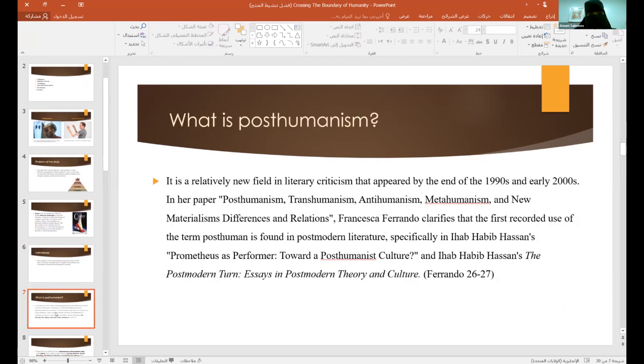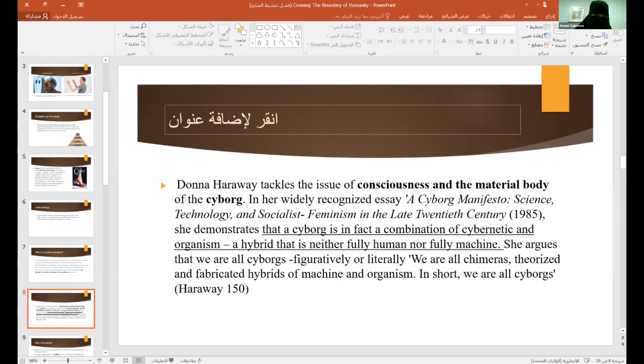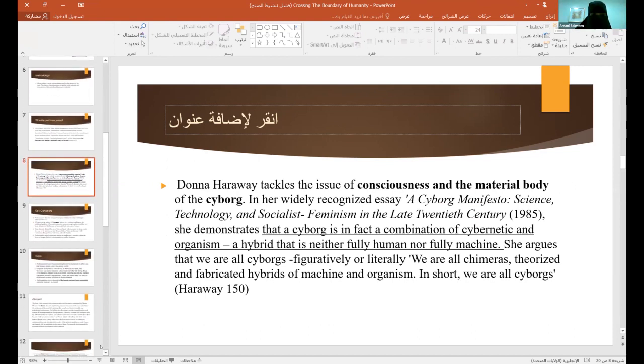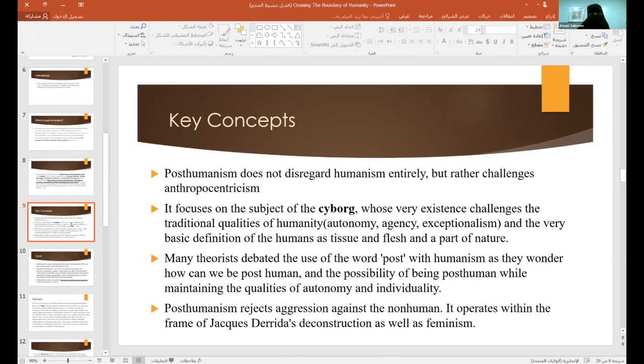So what is posthumanism exactly? Posthumanism is a term that we use under the term of transhumanism, and it is used to, as I mentioned earlier, describe the fusion of organic matter and inorganic matter, the fusion of the human and the machine. Of course, it is discussed among several theorists, but I'm not going to go into that much detail because of the time allocated for this presentation. However, there are some key concepts that we need to understand: posthumanism does not disregard humanism entirely.